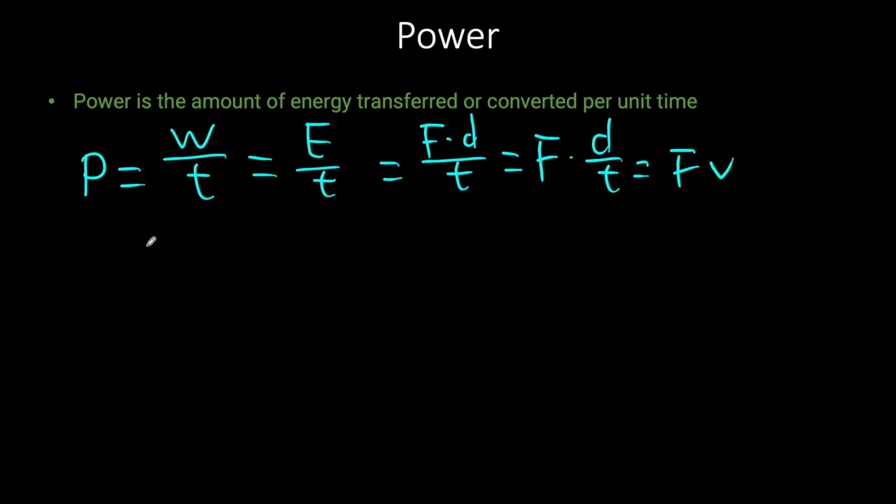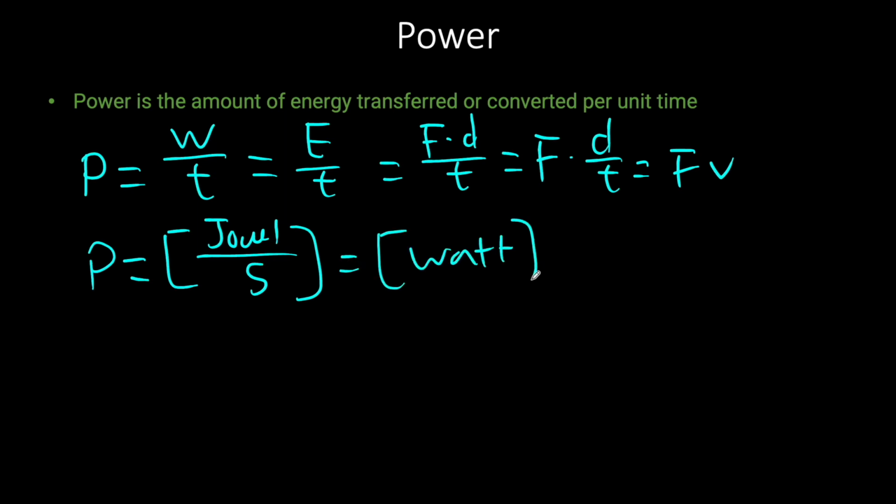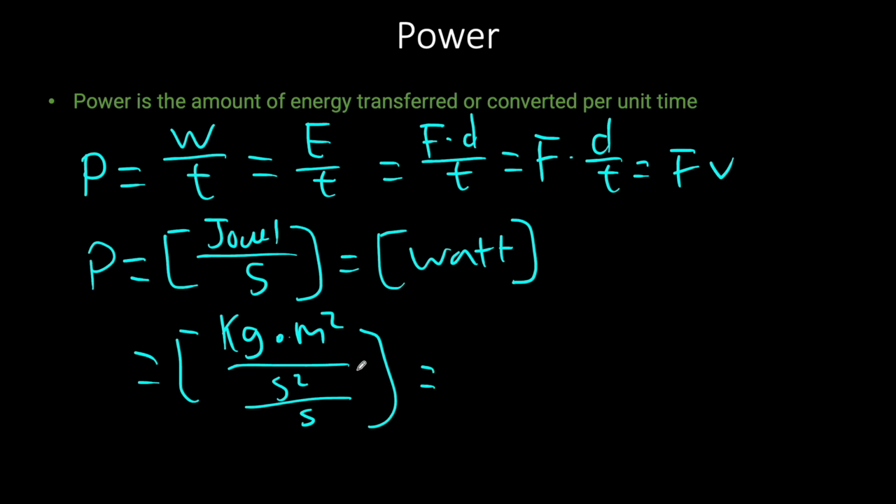And power has a unit of watt. So let's do this. Work has a unit of joule, and time has a unit of second, so this is equal to watt. This is the SI unit of power. We know the unit of joule is equal to kg times meter squared over second squared, and then divided by second. So this is equal to kg times meter squared over second cubed. This is the unit of power.